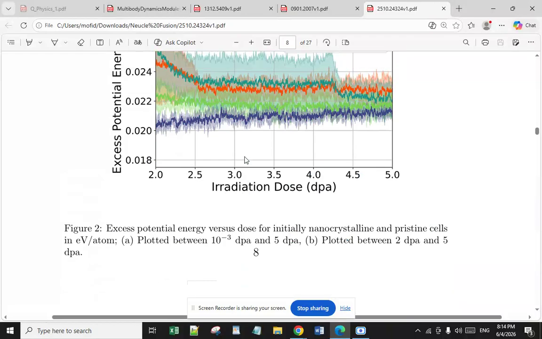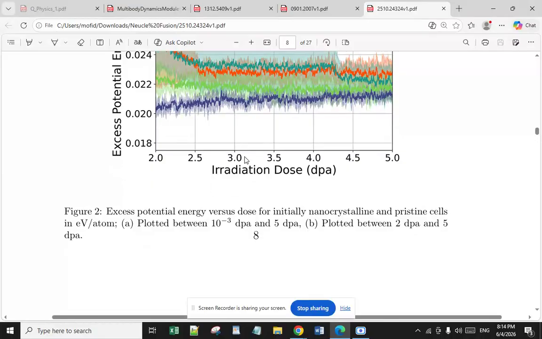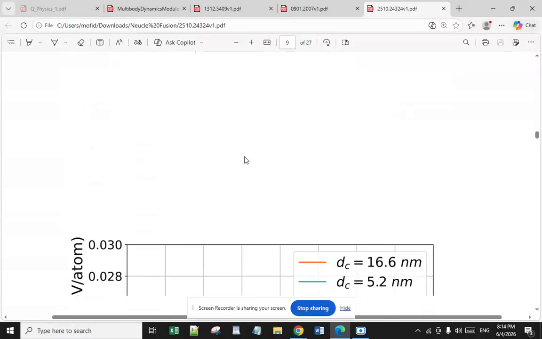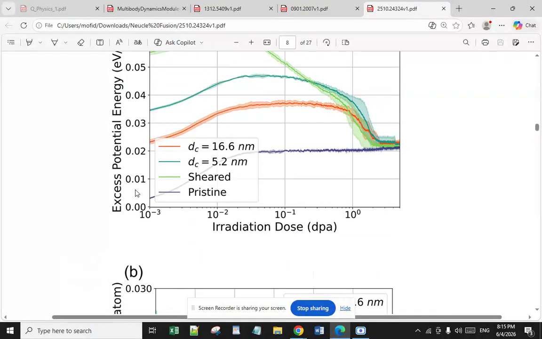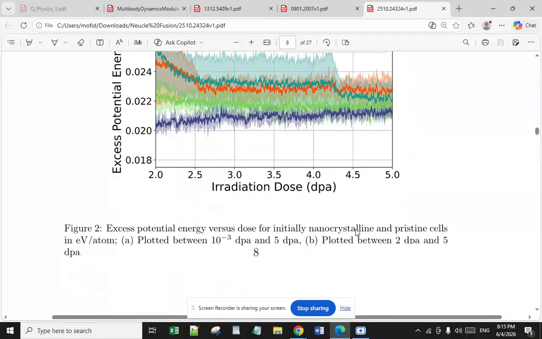Figure 2 shows excess potential energy versus dose for initial non-crystalline and pristine cells in electron volt per atom. A is plotted between 10 to the power of minus 3 dPa and 5 dPa. B is plotted between 2 dPa and 5 dPa. So the difference between A and B is that you see radiation dose on the x-axis is between 2 and 5 in B, but here between 10 to the power of minus 3 and 1.